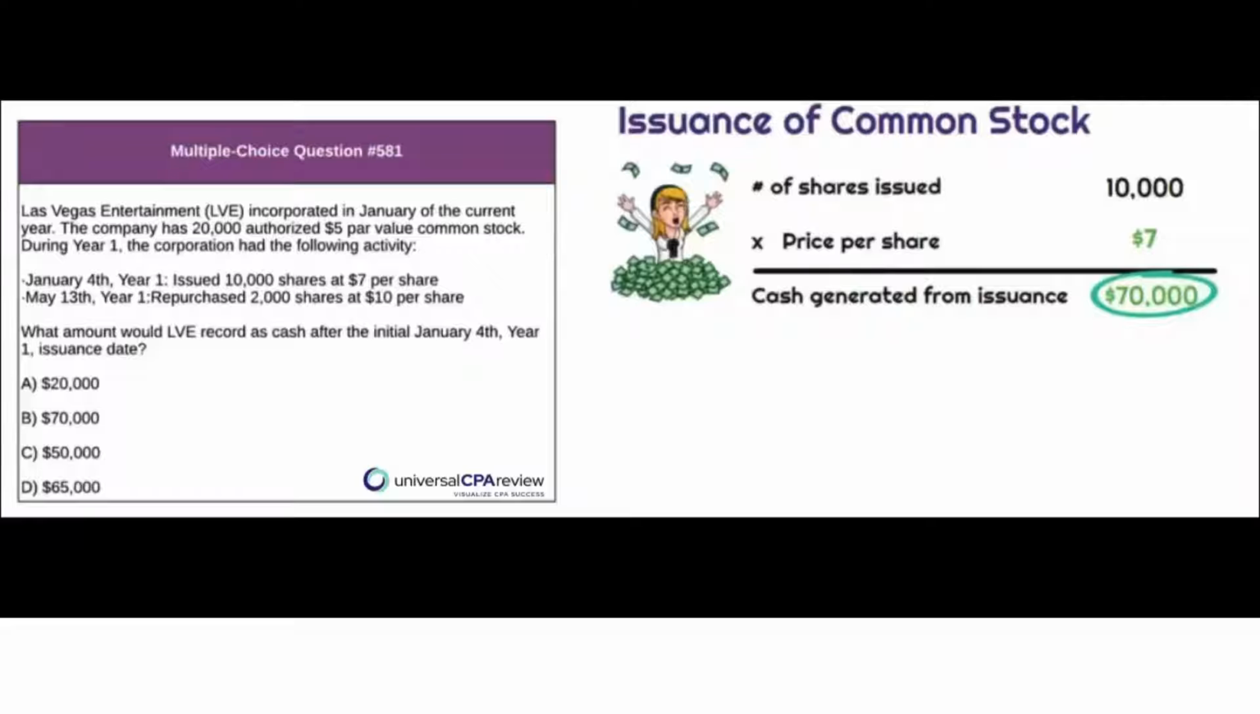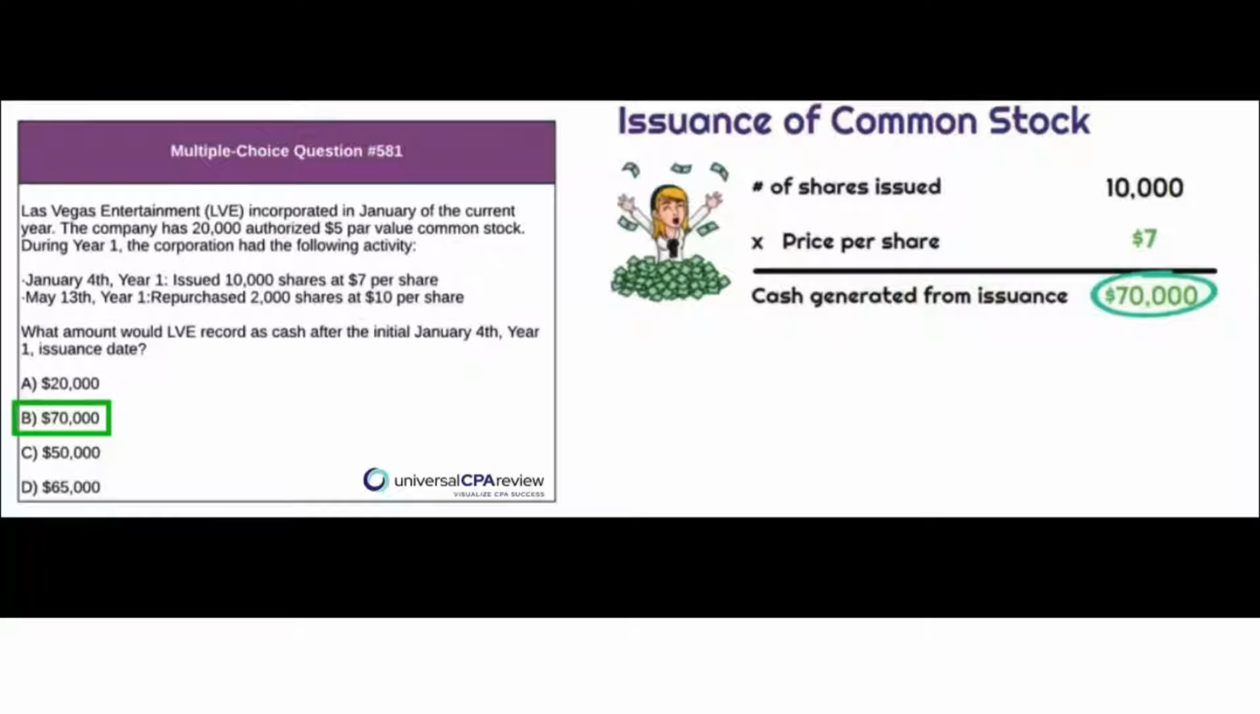They only issued 10,000 even though 20,000 were authorized. So take the 10,000 times the price per share that they received, which is $7, and that means they generated cash from the issuance of that stock of $70,000. So $70,000 is the correct answer. Now, as we love to do here at Universal, let's keep rolling and round out the question, right?